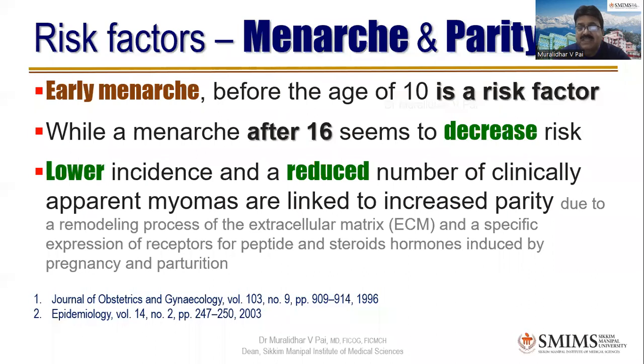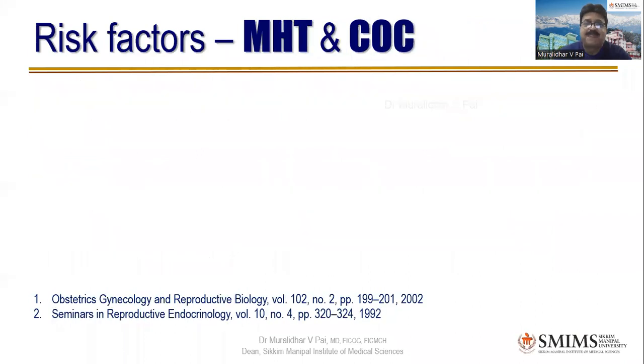That is because of these things. The expression of receptors for peptide and steroid hormones induced by pregnancy and parturition will have a remodeling process of the extracellular matrix. So that is why fibroids are less, the more children you have. See, you don't know where to do the balance. If you have more children, you will have fewer fibroids, but more children means other problems. There could be prolapse later, or more sexual activity right from the beginning will cause cancer cervix. You don't know where is the balance. Of course, you have to have a balance in life.